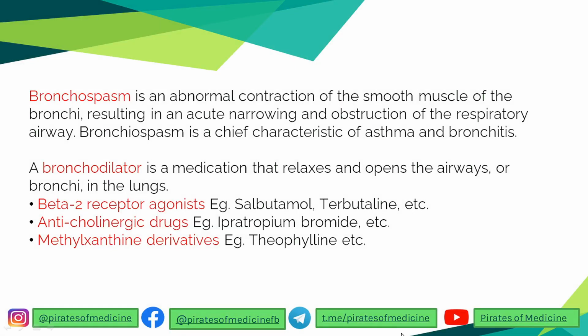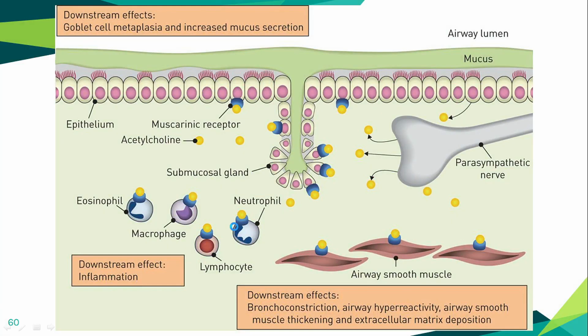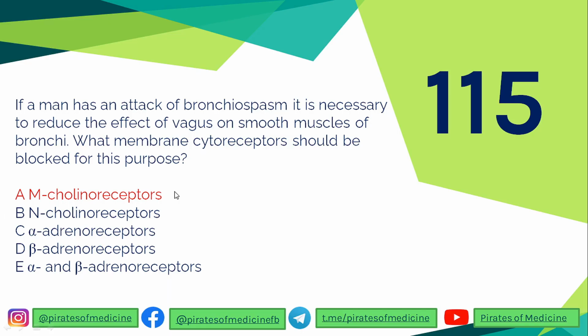So if you want to relax the bronchus, you want to cause bronchodilation, you need to block the cholinergic receptors, the M cholinoreceptor specifically. So use certain anticholinergic drugs like ipratropium bromide. So that is why the answer here is you need to block M cholinoreceptors.